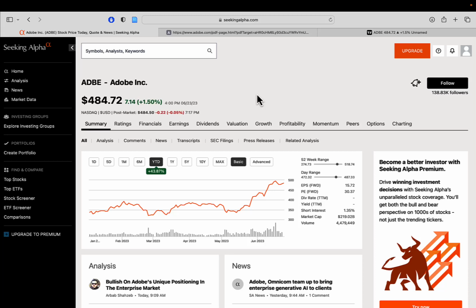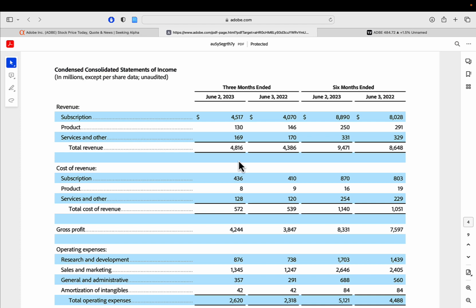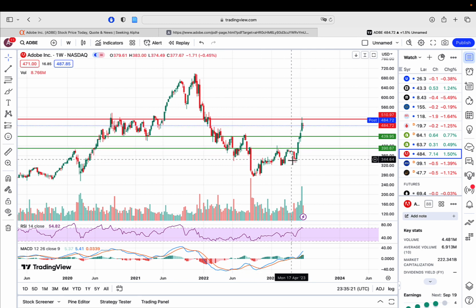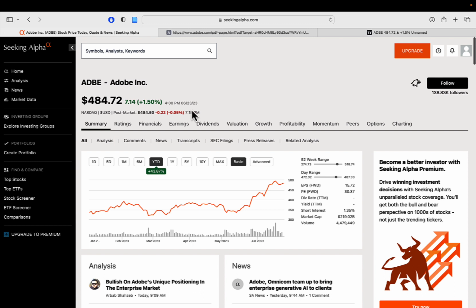Today we're taking a look at Adobe Incorporated, ticker symbol ADBE. We'll dive into the valuation of Adobe, take a look at their earnings release last week, and take a look at their technical chart patterns, see where this one is projected to go and how it's performed over the past.